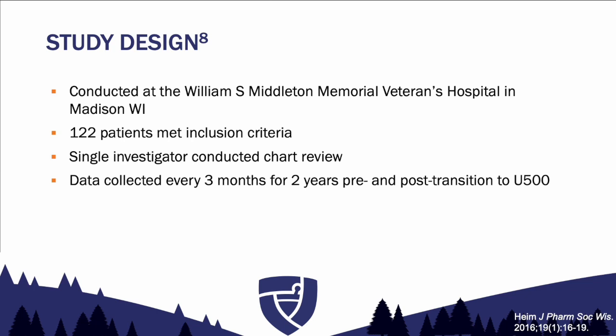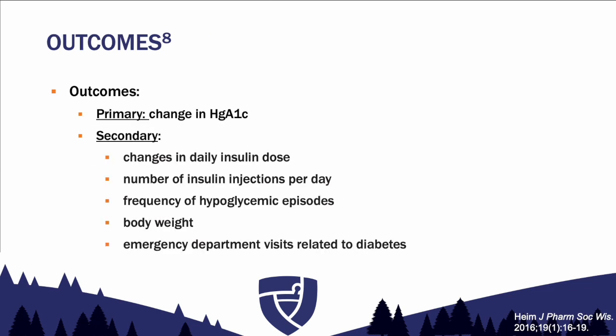A single investigator conducted the chart review, and this included both pulling out some labs and reviewing notes from especially our endocrinology and diabetes clinicians. And then the data was collected every 3 months for 2 years, both pre and post transition to U500. The primary outcome in the study was the change in hemoglobin A1C. Secondary outcomes included changes in daily insulin doses, the number of insulin injections per day, the frequency of hypoglycemic episodes, body weight, and emergency department visits related to diabetes.